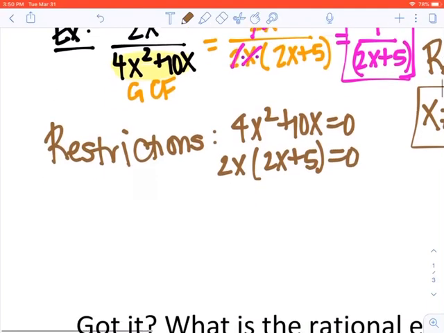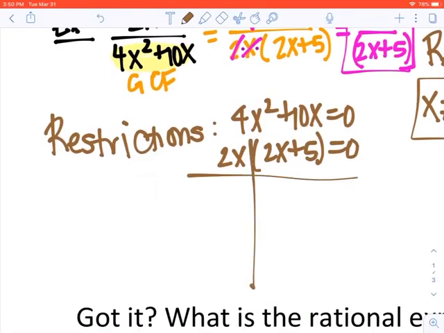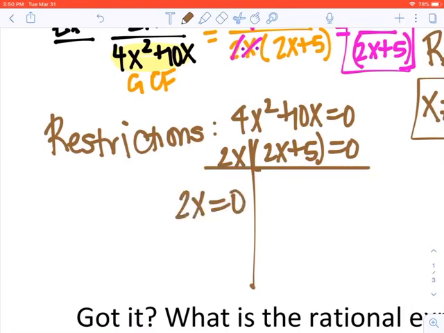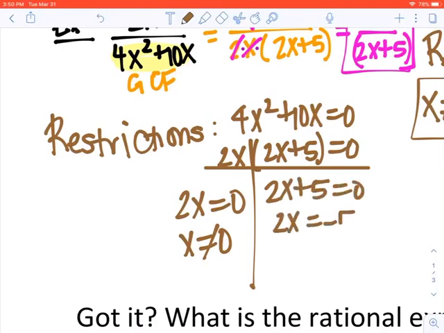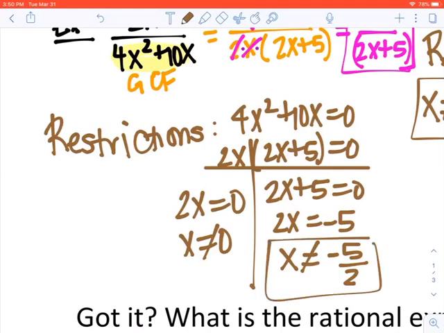Okay. And so we are going to make our table. It's either where 2x is equal to 0. Okay. And when I divide by 2, x is equal to 0. So x can't be 0 is one restriction, and then 2x plus 5 equals 0. So I'll subtract the 5, 2x will equal a negative 5, and divide by 2, and x is equal to a negative 5 halves, and there is our other restriction. So x can't be a negative 5 halves, and x can't be 0. Okay, and that's the restrictions on those.